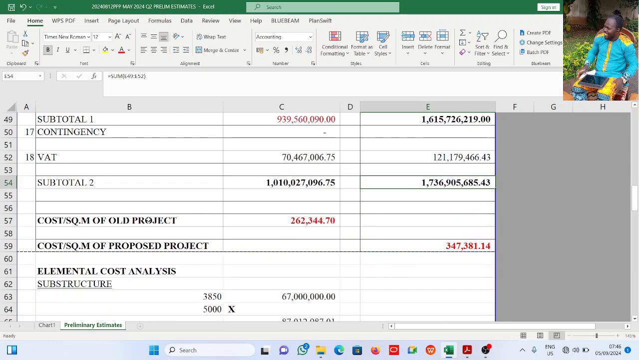Then I want to calculate the cost per square meter of the old project and compare with the cost per square meter of the new project. It's like what I just did. Right, so the total cost divided by the gross floor area, that is how you get the cost per square meter on any project. Now you can see that for the old project, the cost per square meter is 262,344 naira 70 kobo, while that of the new project is 347,381 naira 14 kobo.